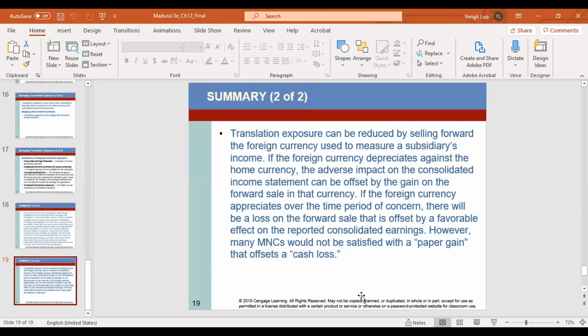If the foreign currency appreciates over the time period of concern, there will be a loss on the forward sale that is offset by a favorable effect on the reported consolidated earnings. However, many MNCs would not be satisfied with a paper gain that offset a cash loss.